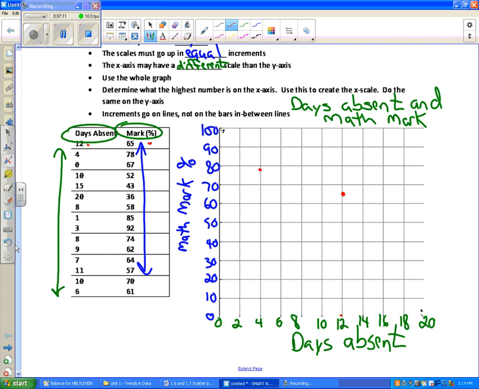I'm going to go over with a 6. So they've been away 0 days, and they have a 67. So I'm going to say that's right about there. And I'm going to keep doing this. I'm going to go 10 and 52. Which is right about there.